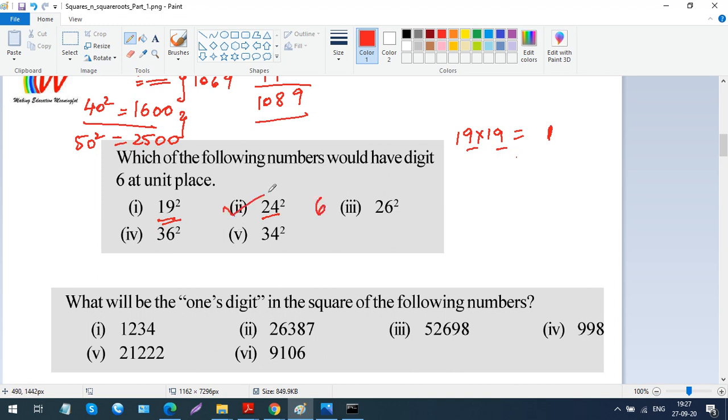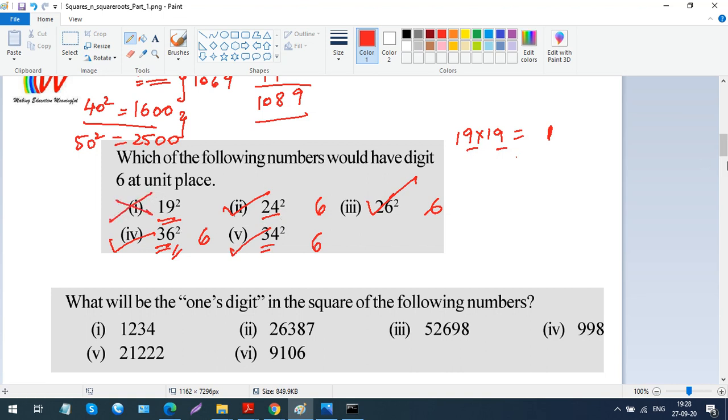So this is correct. 26 square is going to give you 6 6s are 36, so that also ends with a 6. And 36 square is going to give you 36 into 36, again 6 6s are 36. So you just look at the units place and say what is going to be the units place of the perfect square. Now 34 square is going to give you 4 4s are 16, so that's also going to give you 6 at the units place. So all of them are giving you 6 at the units place except the 19 square.